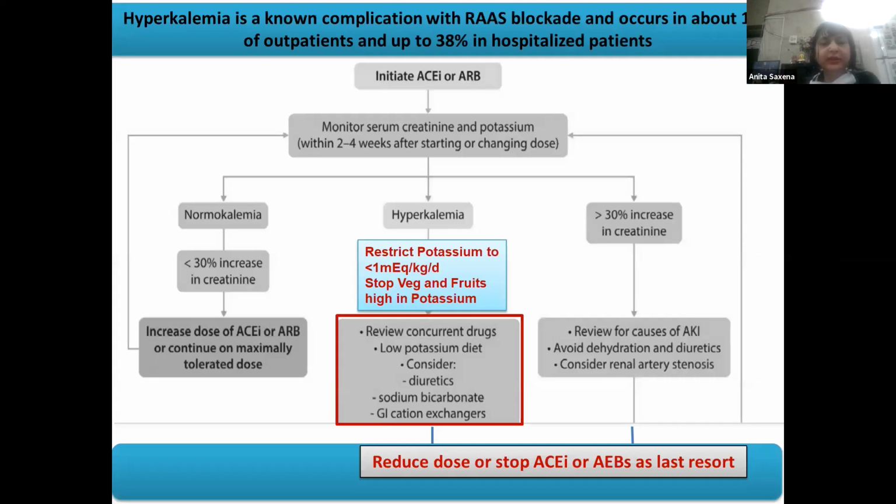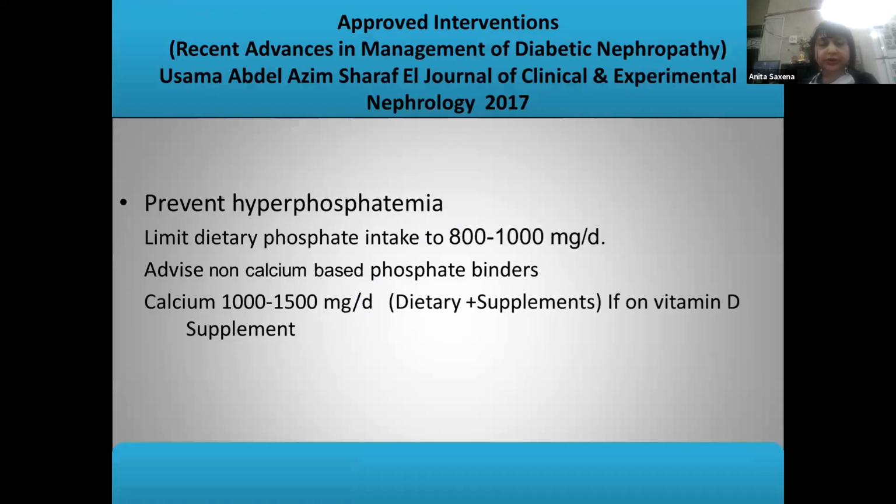Now, we know that hyperkalemia is a known complication with RAS blockade and occurs in about 10% of outpatients and up to 38% in hospitalized patients. Therefore, restrict potassium to less than 1 milliequivalent per kg per day, and stop vegetables and fruits which are high in potassium. Review concurrent drugs, consider diuretics, sodium bicarbonate therapy, and GI cation exchangers, and reduce dose, or you may have to stop ACE inhibitors or ARBs as a last resort.